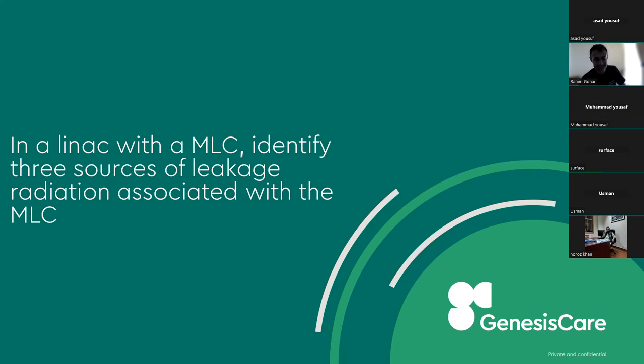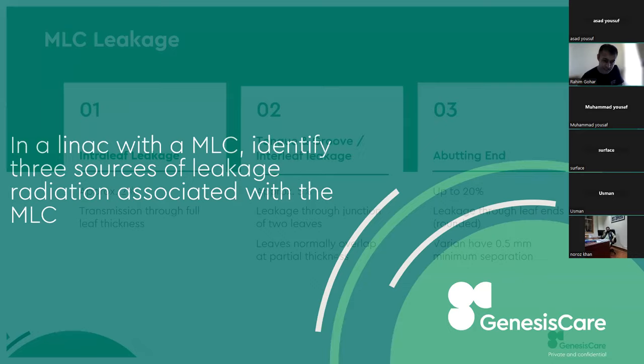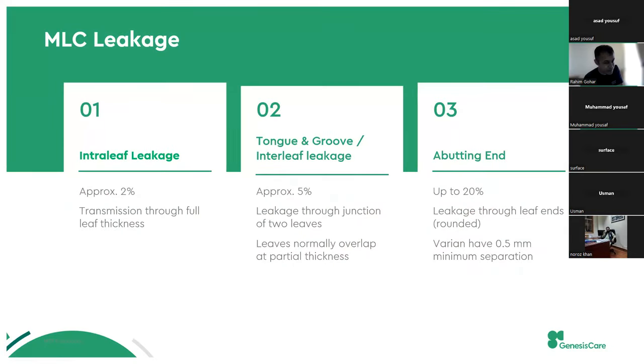Shaziev has said in the chat box, giving the answer: intra-leaf transmission. Good. All right. Intra-leaf is approximately contributing 2% transmission through the full leaf thickness itself, and it's more than that, definitely because of the two junctions of the leaf, and this has been controlled by using the tongue and groove. You know that, and the abutting fields.